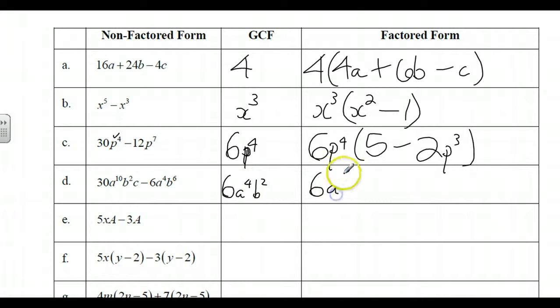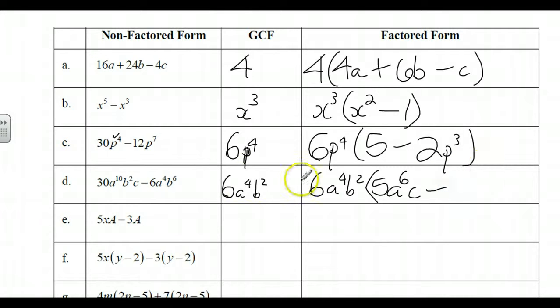6, a to the 4th, b squared. I want to get 30. 6 times 5 is 30. I want to get a to the 10th. 10 minus 4 is 6, a to the 6th. I want to get b squared. I've got b squared. I want to get a c, so I'm going to need a c. This times this must give me this.